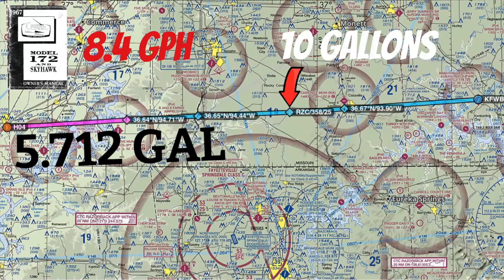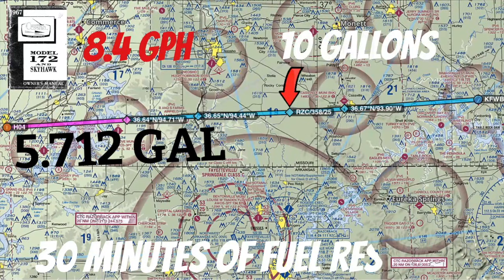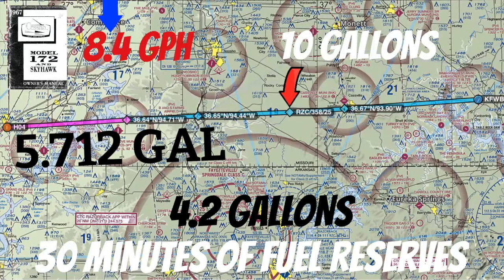Am I going to be legal to continue this flight to my destination, or should I consider diverting? Well, we know it's daytime because of the time, so we need to land with 30 minutes of fuel. We're burning 8.4 gallons per hour, so we need to have half of that when we land. So we need 4.2 gallons in the tank when we land.